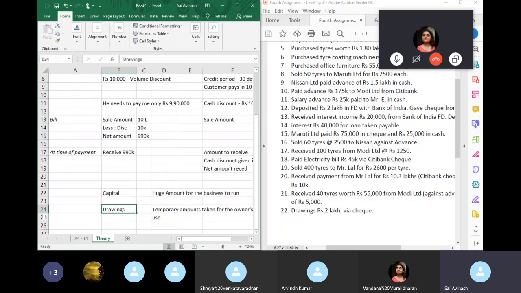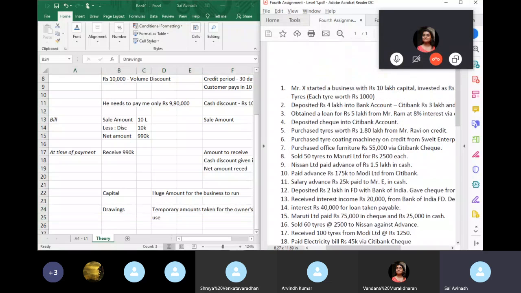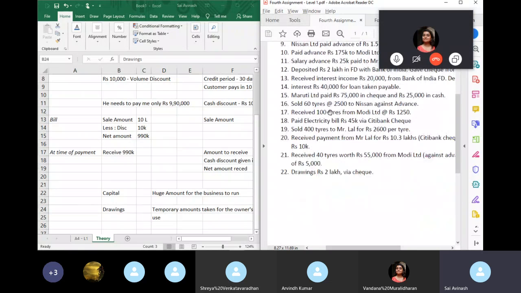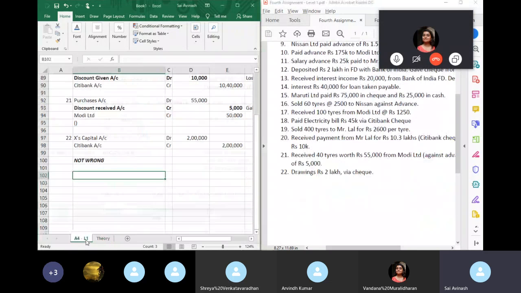The idea is, if the business is worth, in this case, 10 lakhs, he'll maybe take, in this case, a value of 2 lakhs. Okay, but typically he'll take small values, 10,000, 20,000. It won't affect the business, but it's for the owner. So instead, we'll use an account called drawings account.